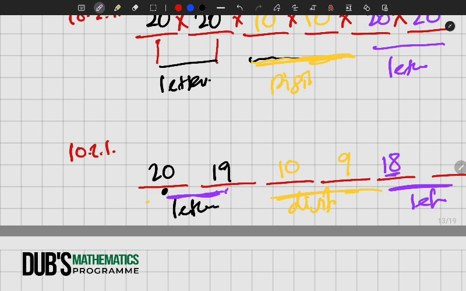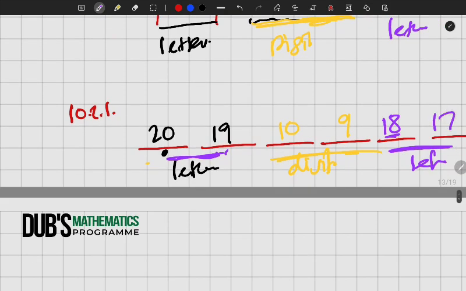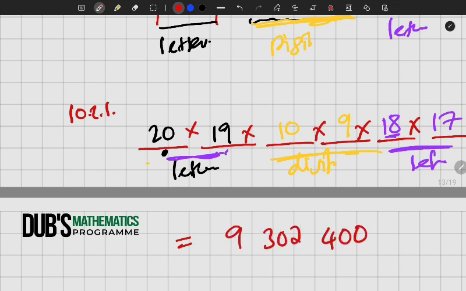Now we've used 3 letters. So subtract 1. We're not left with 17 letters. And then our answer would be that times that times that times that. Which is, I wonder if you can get a good number there. Times 10 times 9 times 18 times 17. Oh, I'm getting 9,302,400.